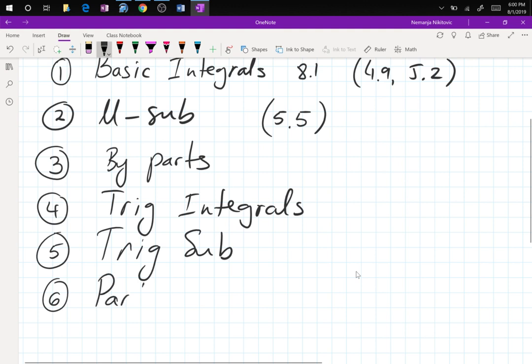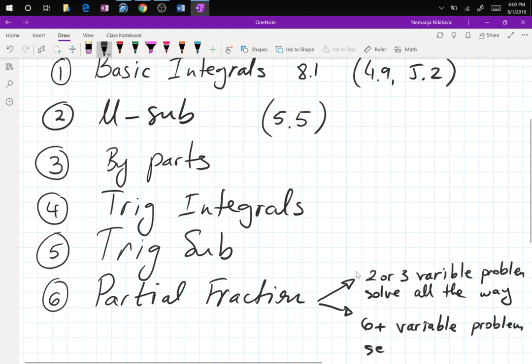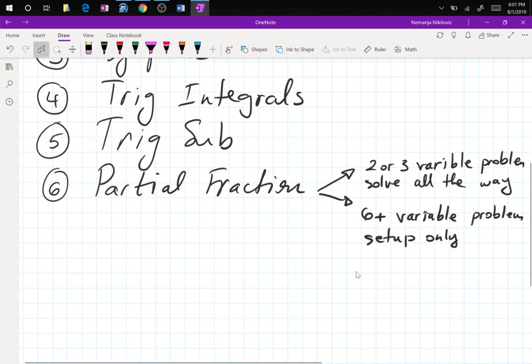6, partial fraction. Usually I give 2 problems. 2 or 3 variable problem. Solve all the way. 6 plus variable problem. Setup only. So usually I give 2 problems on this one.